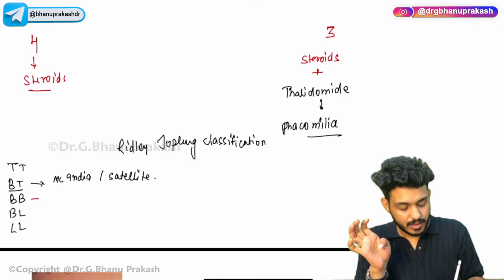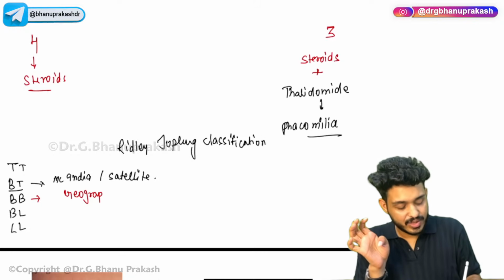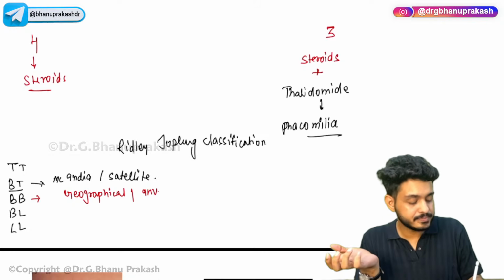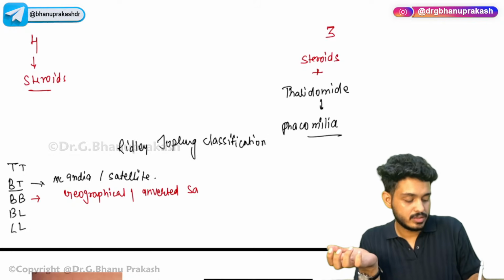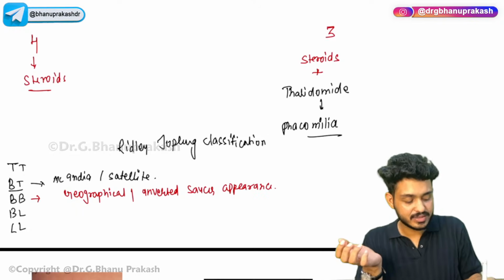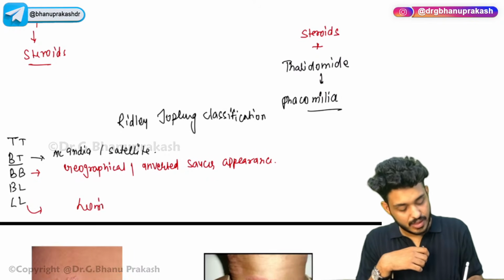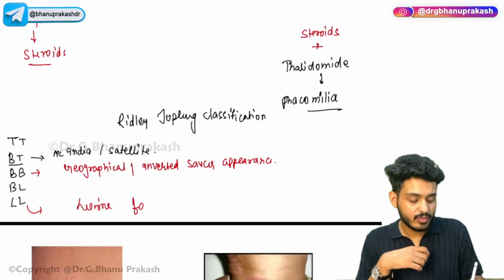Okay, BB you can remember geographical lesions. You can also remember inverted saucer appearance. I would be telling you how the questions are coming. Just after this we will be solving the question. Okay, LL means what? Leonine facies. LL will be causing leonine facies.